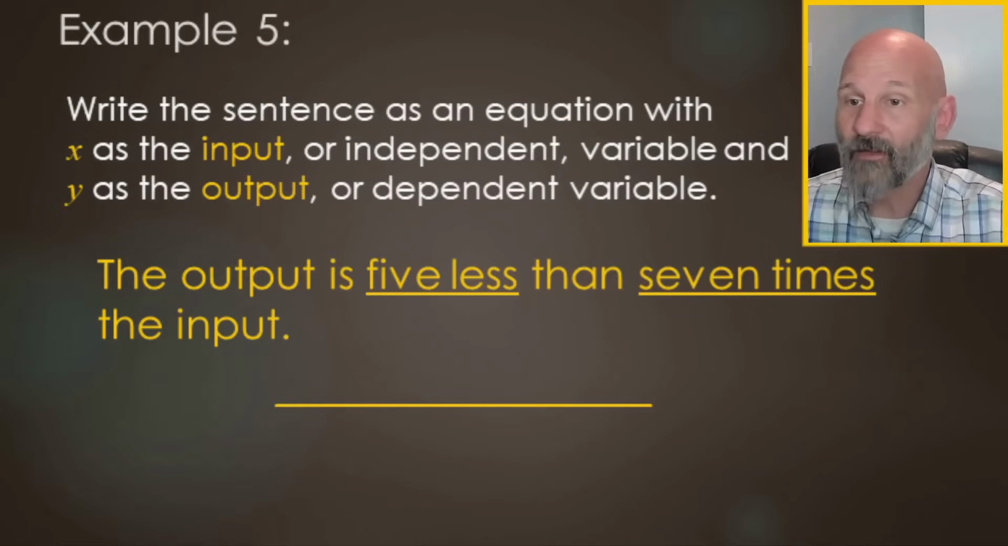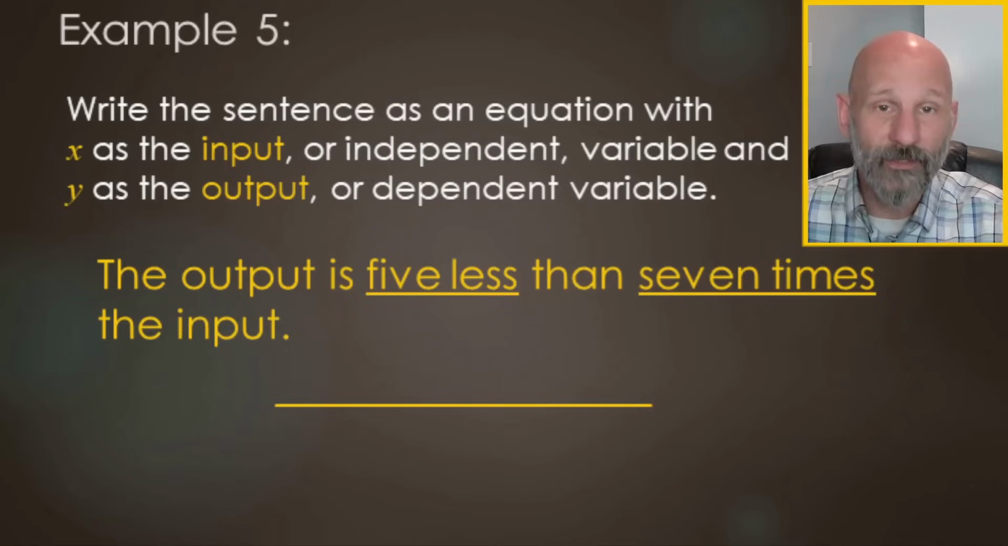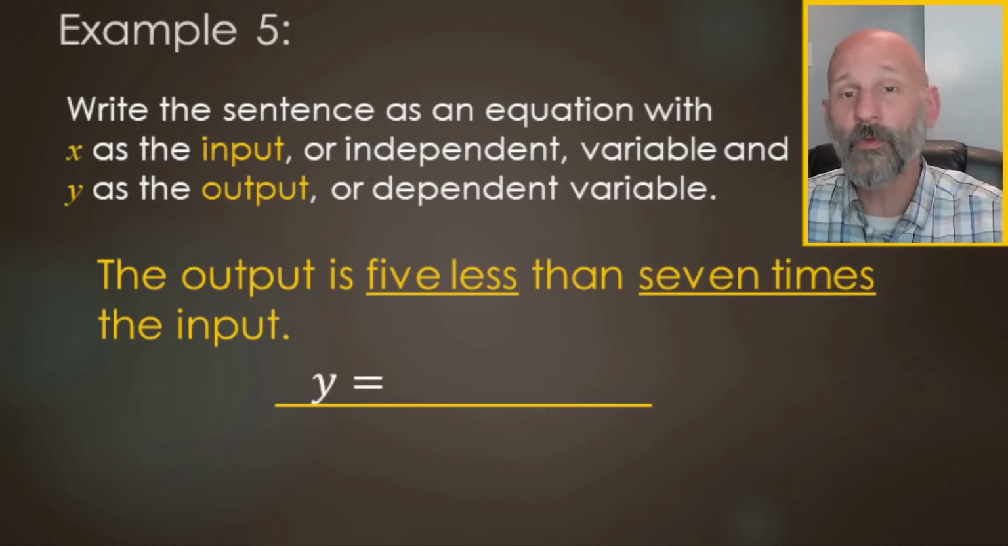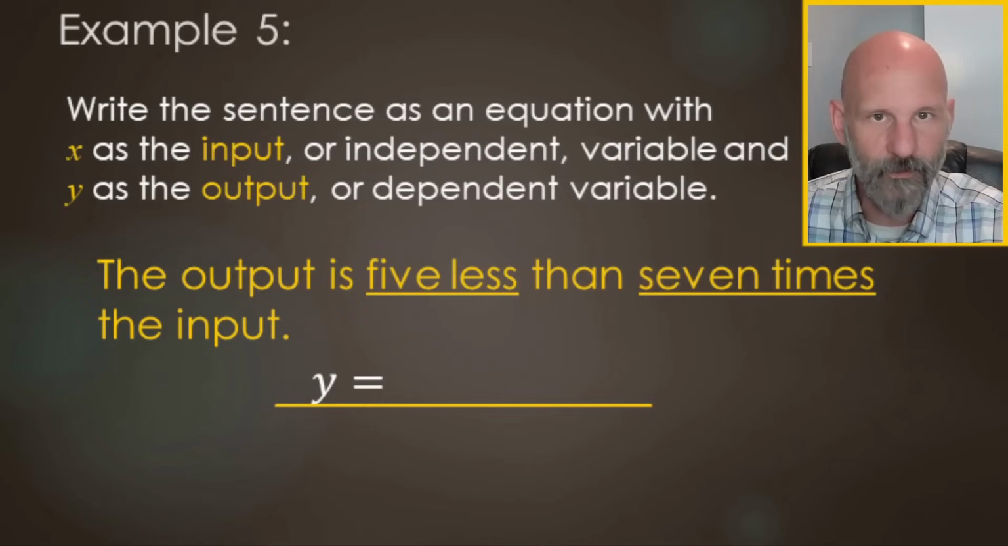So here we go. We have: the output is 5 less than 7 times the input. Okay, now we're going to write this as a function. So remember, your output always goes with y. So this is y, output goes with the letter y or the variable y. The word "is" in math basically means equal sign. So anytime you see the word "is," put an equal sign there. Output goes with y, "is" goes with equals, okay?